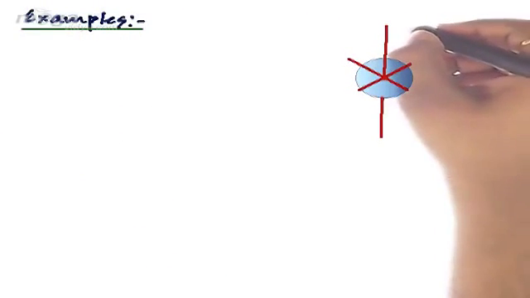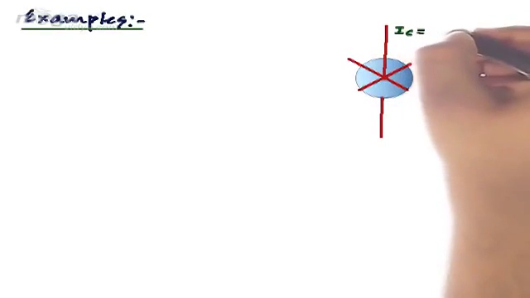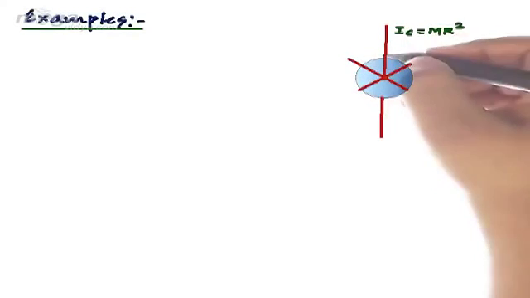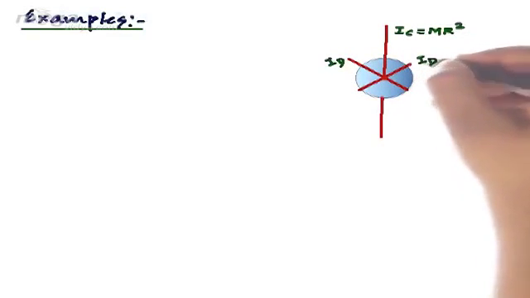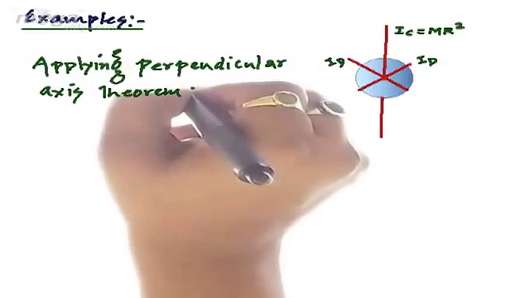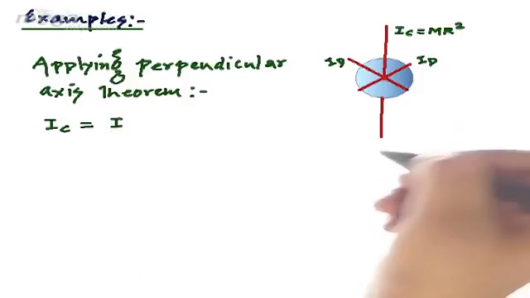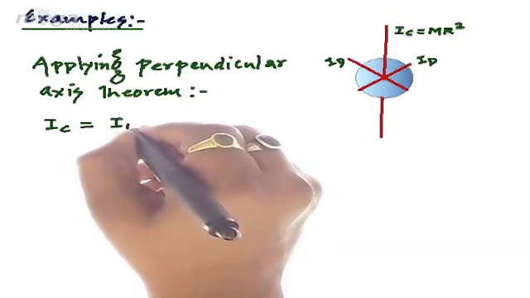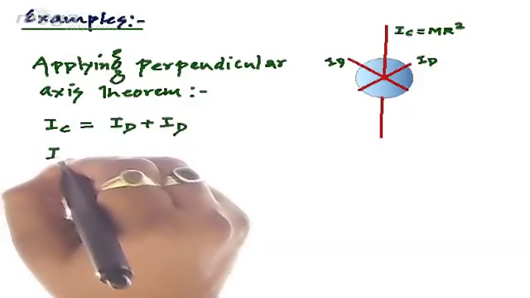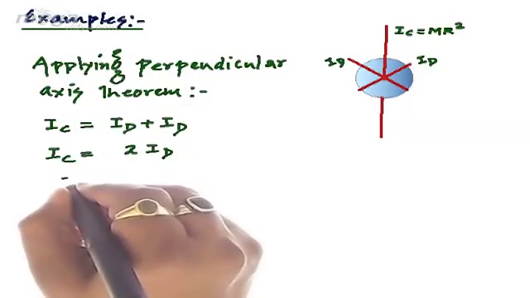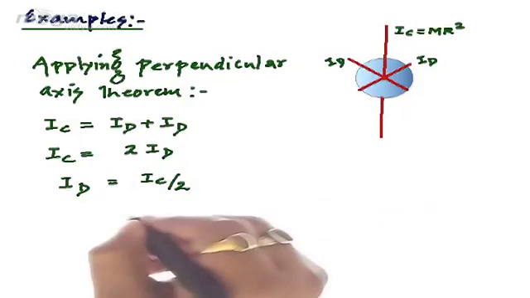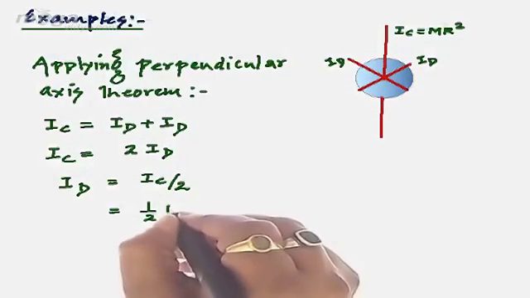Let us consider a ring. The moment of inertia of the ring about the centroidal axis IC is given to be equal to mr square. We are required to calculate the moment of inertia about the diameter. Let us consider these two diameters, and let the moment of inertia about both diameters, which will be equal, be ID. Applying the perpendicular axis theorem, we can say the moment of inertia IC will be equal to the sum of the moments of inertia about the different axes, that is ID plus ID. So IC will be equal to 2ID. So ID will be equal to IC upon 2, which is equal to 1 upon 2 mr square.